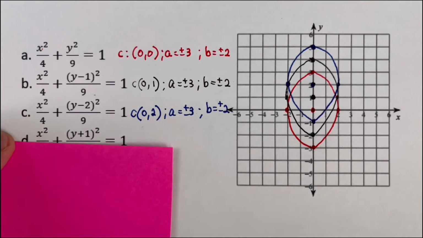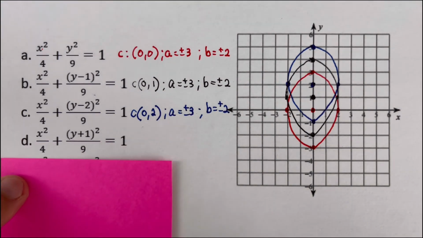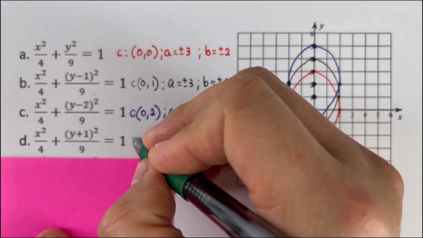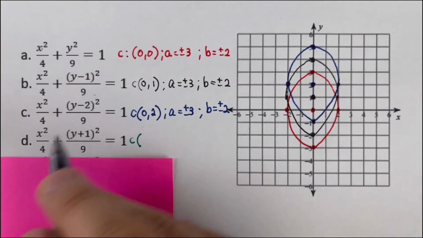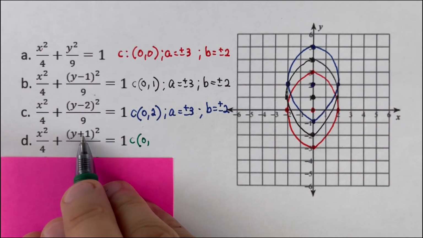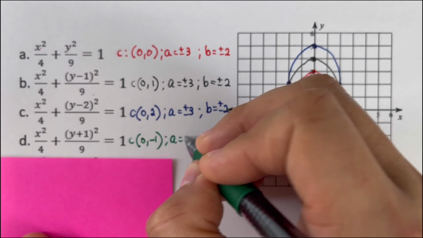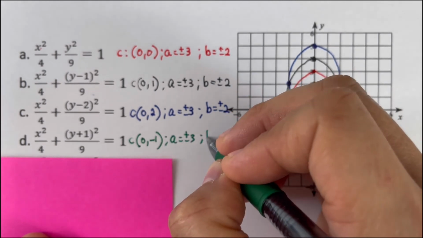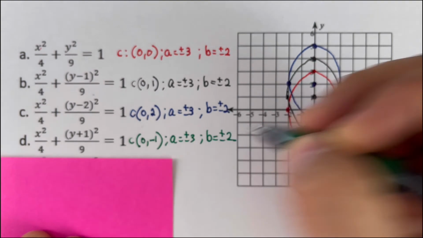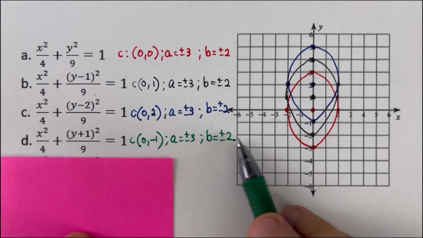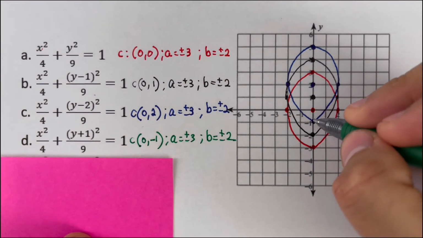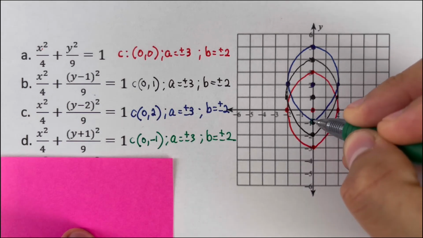So this is represented by this equation down here. So I'm just going to go ahead and write the center. So the center for this is going to be 0, and that is switched. So that's -1. And then our A is plus minus 3, and our B is plus minus 2. So the center now is at 0, -1. So 0, -1, that's the center of the fourth ellipse.